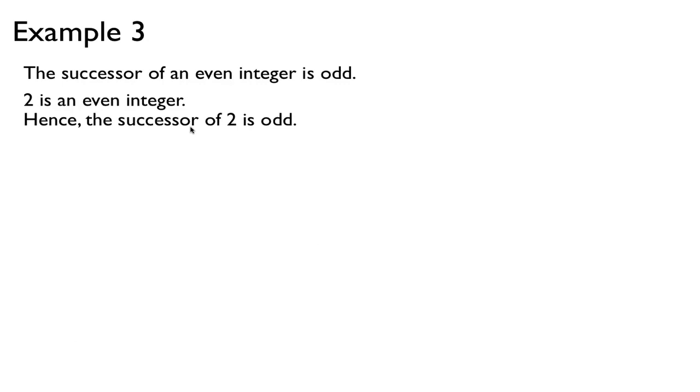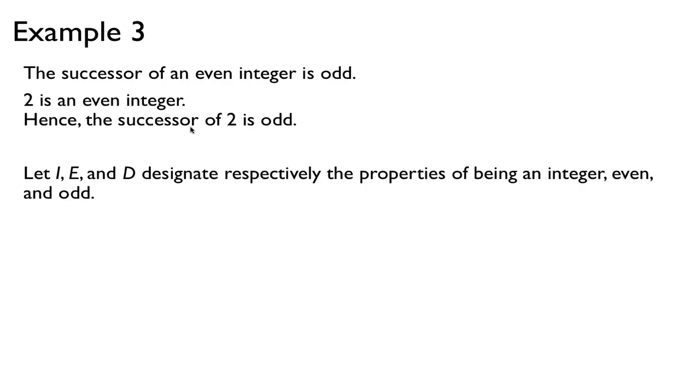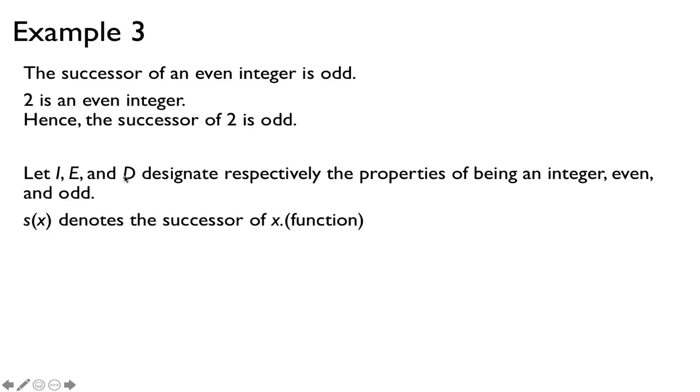Here's another one. The successor of an integer is odd. 2 is an even integer, therefore the successor of 2 is odd. So I is going to be for integer, E is for even, D is for odd, and S of X we're going to call a function. So given an X, S of X gives you another number. This is called the successor of X. We will distinguish between predicate and function later.